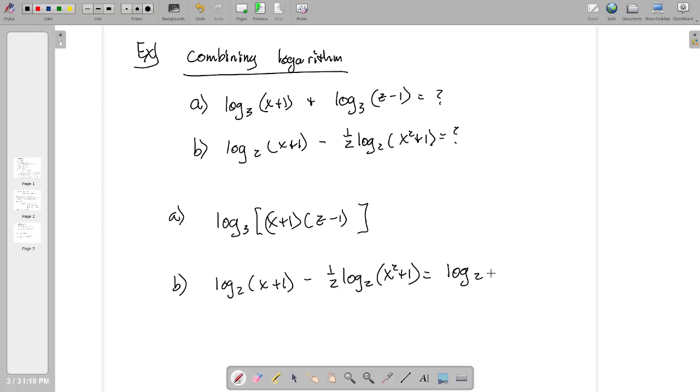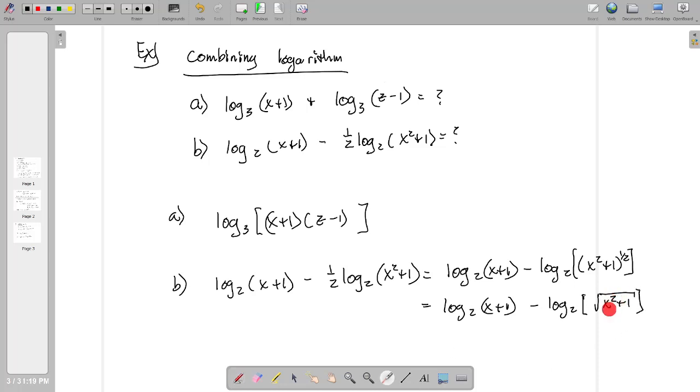So we have log base 2, x plus 1, minus log base 2 of x squared plus 1 to the 1/2 power. And we have to write this in as an input to our logarithm. So this 1/2, remember, is a square root. So we rewrite this as log base 2 of x plus 1 minus log base 2 of the square root of x squared plus 1.